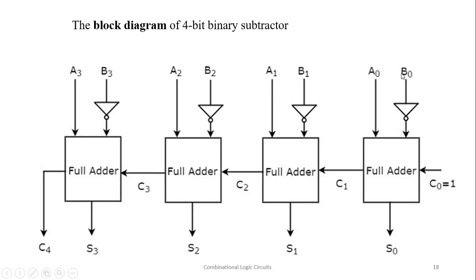So how to implement this? Look, B0 is given to the full adder through an inverter, and C0, the first carry in, is equal to 1 to make 2's complement. This generates the 1's complement and we add 1, so it generates the 2's complement. That's why it is 1. And look, this is a full adder with a little modification. We have transformed it into a subtractor.